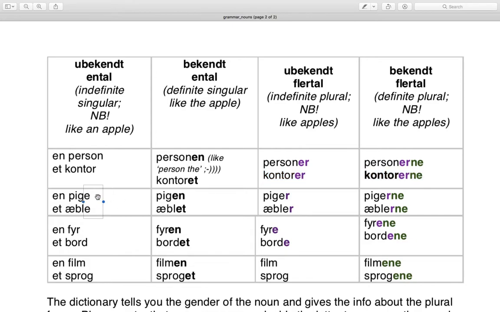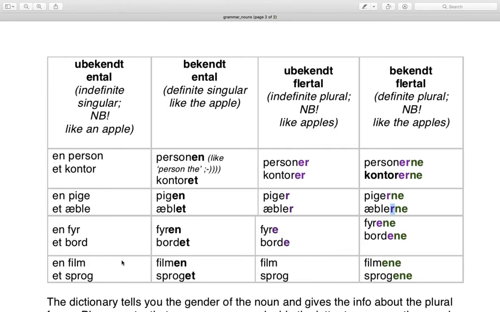Let's take another example. These words end in e, so I just add n or t, because both words already have e, so I don't write an extra e from the indefinite article. I say pigen, æblet, with a soft d. Then in the plural, it looks similar to the first pattern, but I only add er: piger, æbler. And then in the plural definite, the girls, pigerne, æblerne.